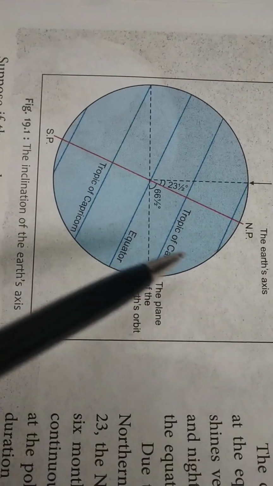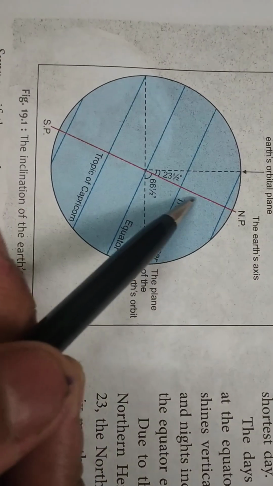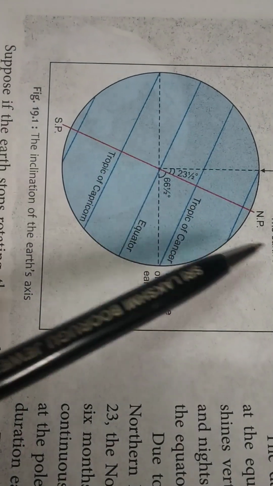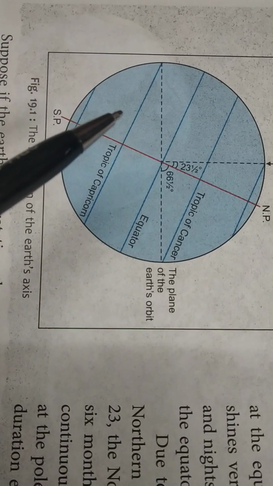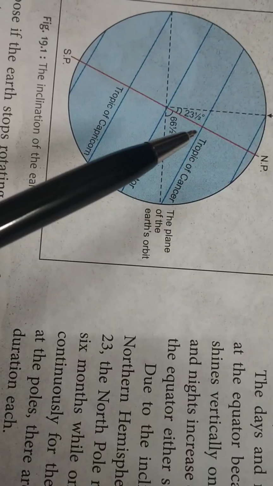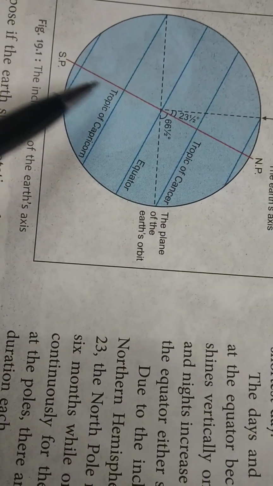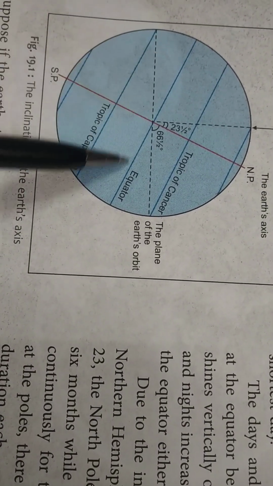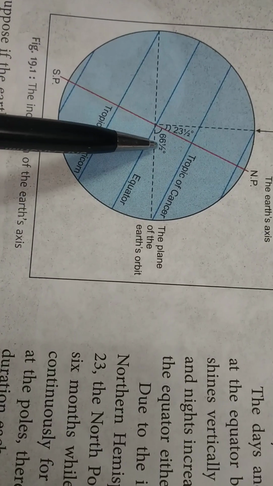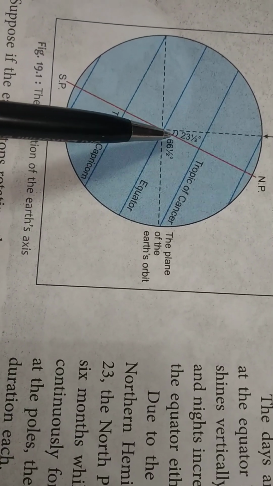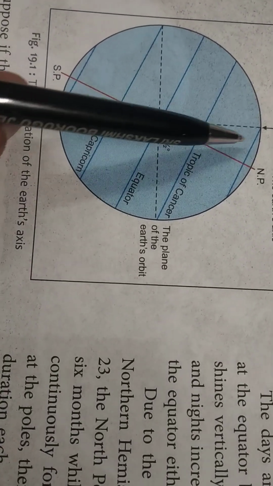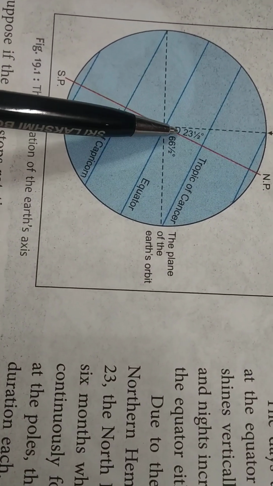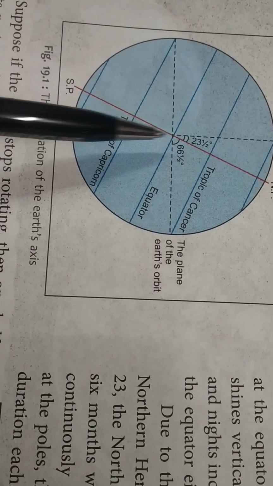As you can see in this diagram, this red line is the axis, this is the South Pole and that is the North Pole of the Earth. And this is the equator. This axis of the Earth is inclined on the plane of Earth's equator at an angle of 66.5 degrees. And if we talk about the vertical line from the Earth's orbital plane, its degree is 23.5 degrees.